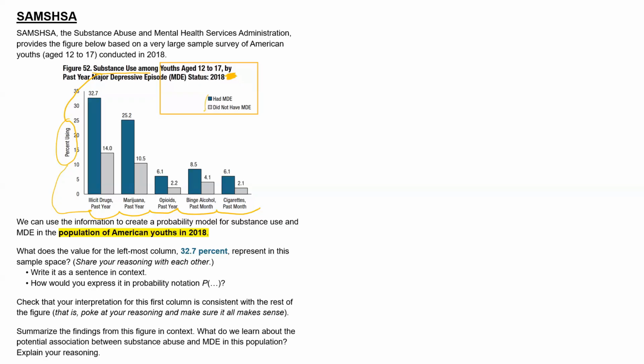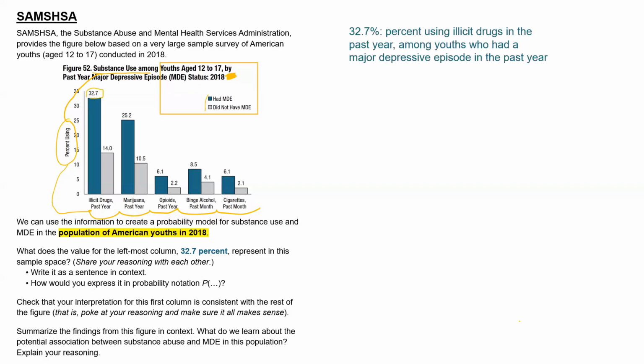So to make sure we understand, the first thing is we should focus, for instance, on the first column with a height of 32.7. So we know it's a percent. It's the percent using what? Illegal drugs within the past year. This is for the blue column, so for the category had a major depressive episode. So this tells us that 32.7 is the percent using illicit drugs among youth who had a major depressive episode.